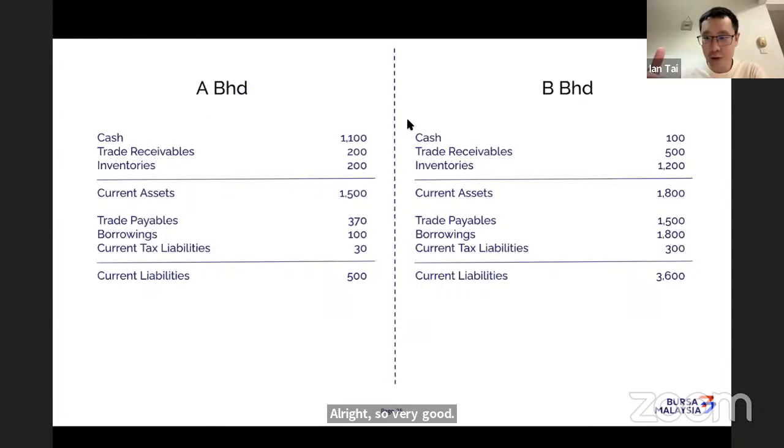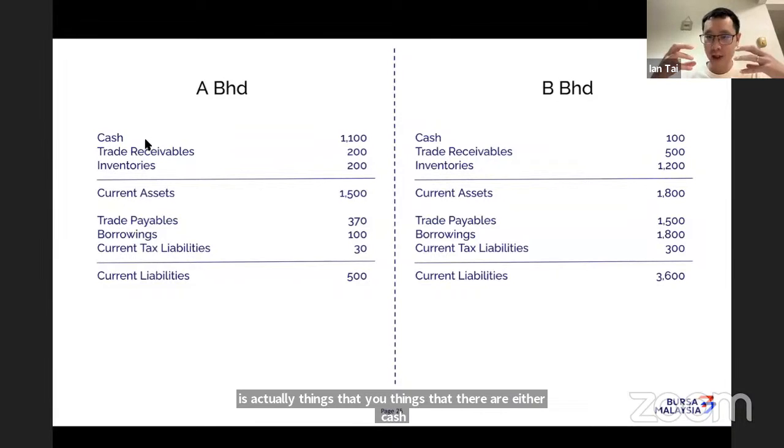Now we're going to do the A/B testing again. So look at the screen. We have A Berhad, B Berhad. Let's start with A Berhad. This is current assets, 1,005. Now, look at all the composition of the current asset. So what exactly is current asset? Current asset of a company is things that are either cash or that you can convert into cash within 12 months. What kind of stuff can you convert into cash within 12 months?